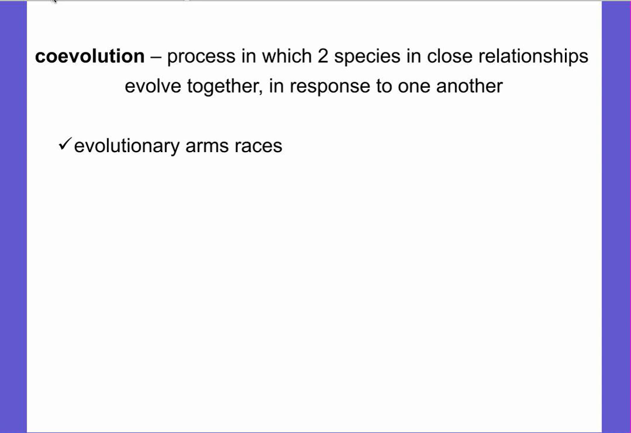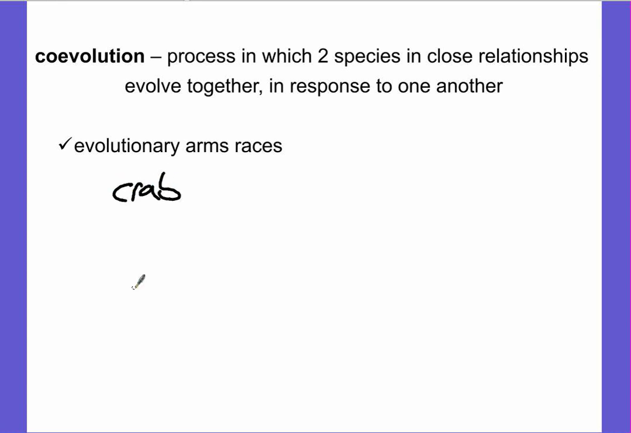Coevolution. The easiest example for this is usually an evolutionary arms race. You guys know what an arms race is, right? The U.S. and Russia, Cold War, but actually it was more about nuclear weapons, right? So an evolutionary arms race is kind of like an arms race, but in nature terms. So you have an example that would be something like this.